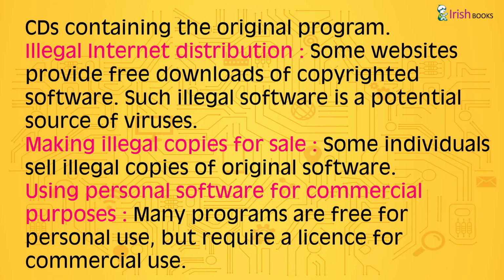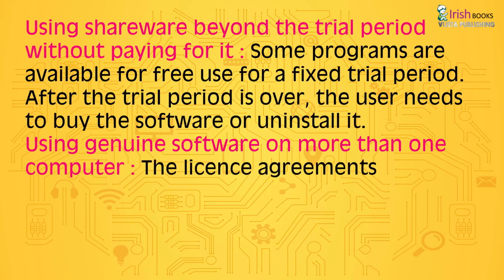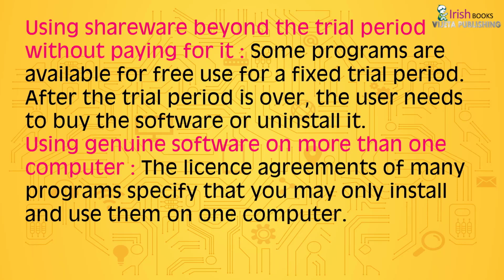Using original personal software for commercial purposes. Many programs are free for personal use, but require a license for commercial use. Using shareware beyond the trial period without paying for it. Some programs are available for free use for a fixed trial period. After the trial period is over, the user needs to buy the software or uninstall it. Using genuine software on more than one computer. The license agreements of many programs specify that you may only install and use them on one computer.